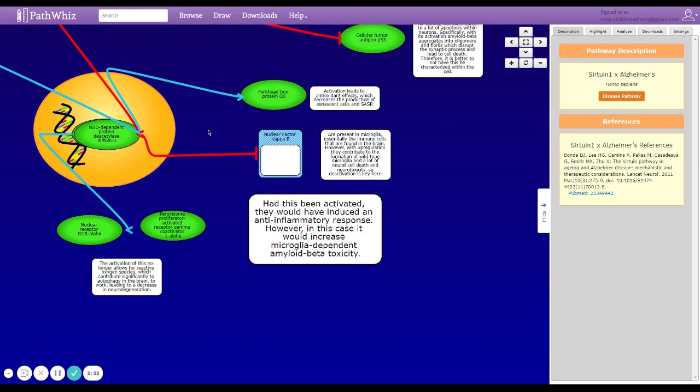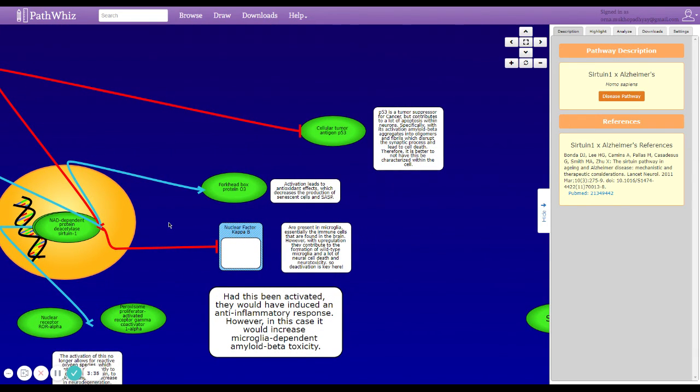Then we also activate forkhead box O3, and this activation also leads to antioxidant effects and does lead to a decrease of reactive oxygen species, which mitigates the production of senescent microglial cells. And P53 is a tumor suppressor for cancer, but it also contributes a lot to apoptosis within neurons. Apoptosis is essentially cell death, so we actually have to deactivate this within the cell so that this does not occur as much.